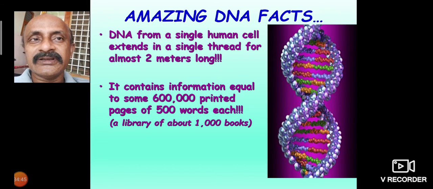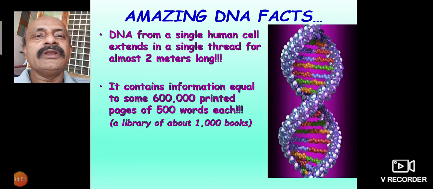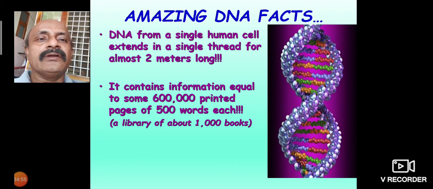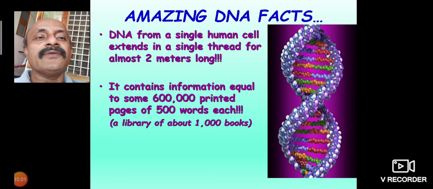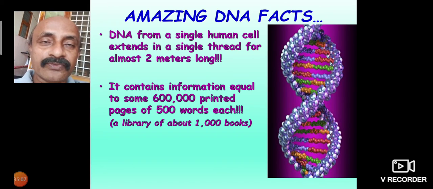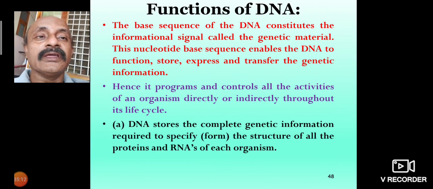What is amazing is that the DNA in a single human cell, extended as a single thread, is almost 2 meters long. It contains information equal to some 16,000 printed pages of 500 words each, like a library of about 1,000 books. This total amazing capacity of DNA is also a major characteristic.